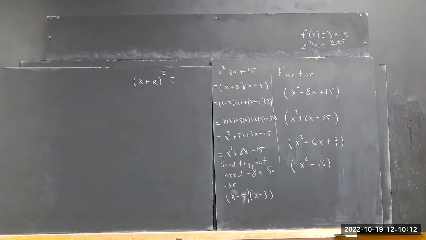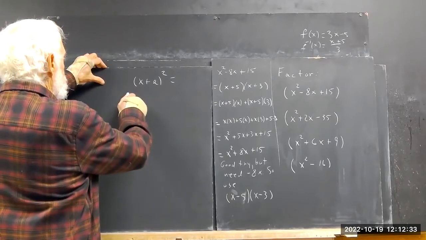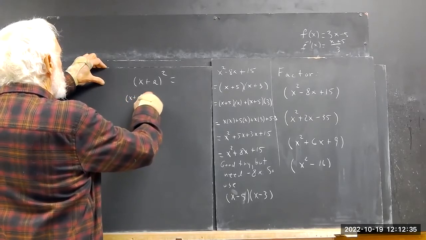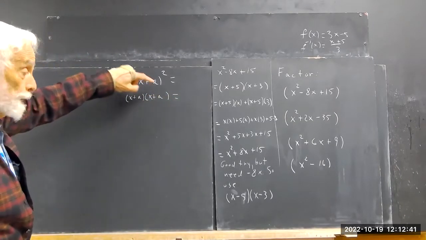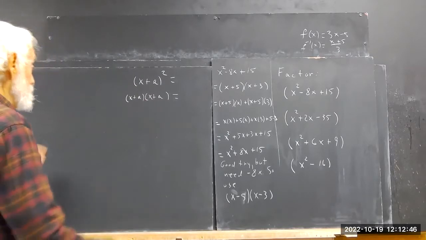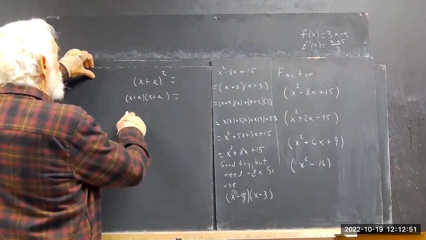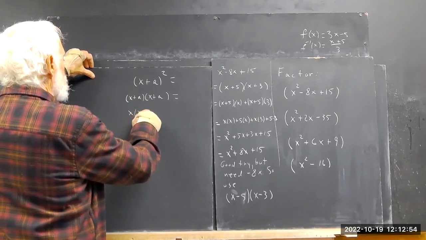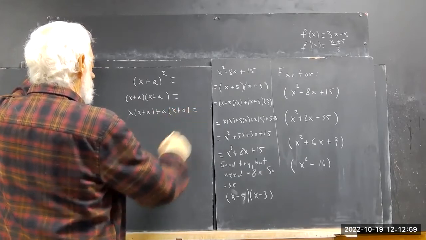Write this one out. What's x plus a squared? Okay, first thing you need to see if you're squaring this is that this means x plus a times x plus a. It definitely doesn't mean x squared plus a squared. That's wrong. Okay, x plus a times x plus a. You'll see it's wrong in a minute. You use the distributive law, x times x plus a plus a times x plus a.